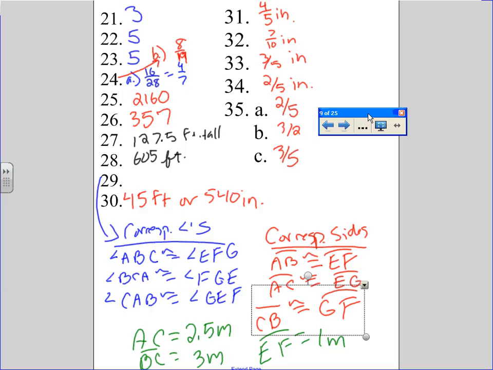35A, 2/5. Now you have to write them 3 ways. So 2/5, or 2 to 5, or 2:5. Letter B, 3 over 2, or 3 to 2, or 3:2. And then letter C, 3 over 5, comma, 3 to 5, comma, 3:5.